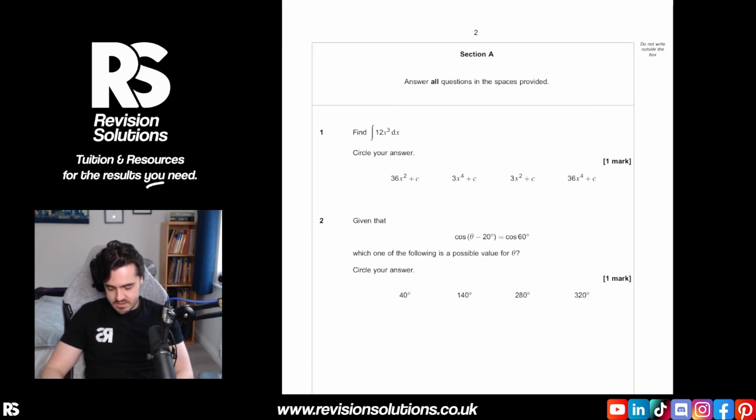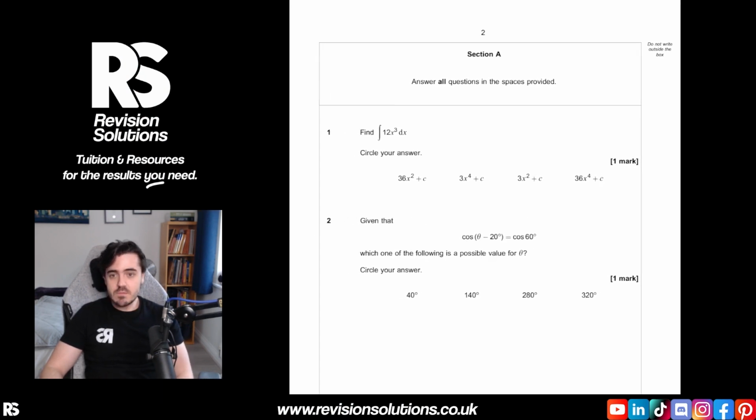So for question 1, it says, can we find the integral of 12x cubed? We just have to remember to raise the power by 1 and divide by the new power. So if we do that, it would be 12x to the 4 divided by 4. 12 over 4 is just 3, so it'd be 3x to the 4, and we have to remember to add a constant when we're doing an indefinite integral, an integral without limits. So that makes it the second option.